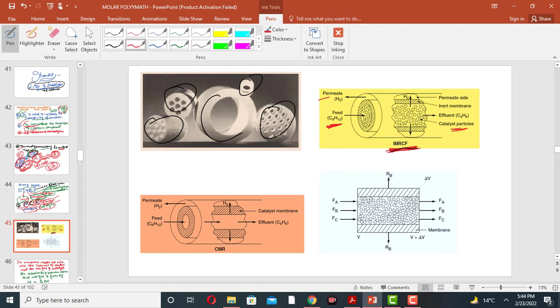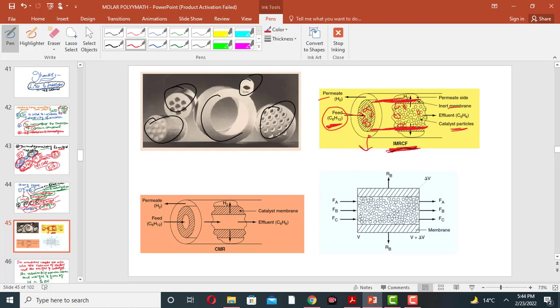These are the catalyst particles, and this is the feed. So the catalyst particle is on the feed side, and the inert membrane. This is the membrane, this red one. So this is the inert membrane, and this is a reactor.